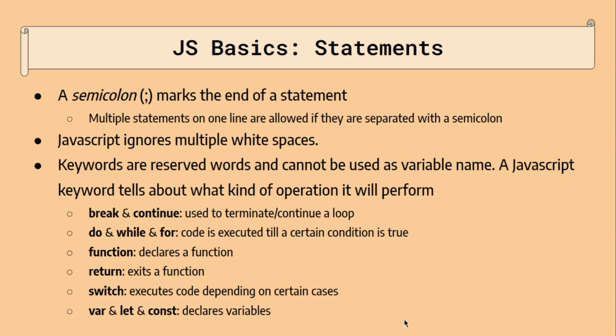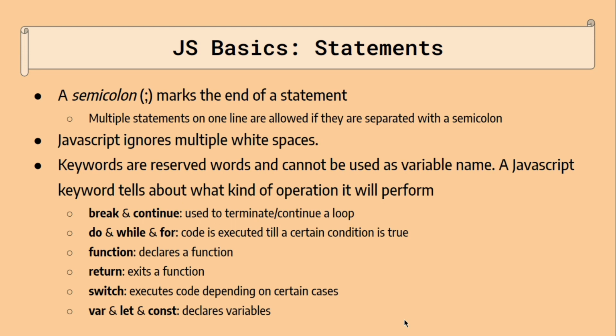Keywords are also reserved and cannot be used as variable names. A JavaScript keyword can tell you about what kind of operation the line of code will perform. Some examples of reserved words include break and continue, which are keywords used to terminate or continue a loop. Do, while, and for are used to execute code blocks until a certain condition is true. The function keyword is used to declare a function.